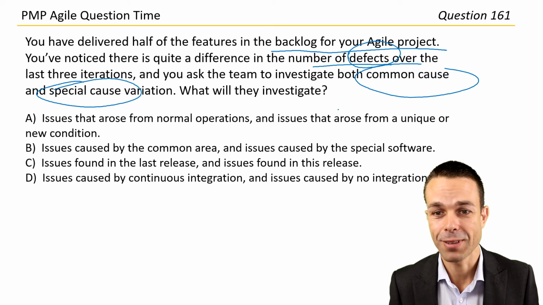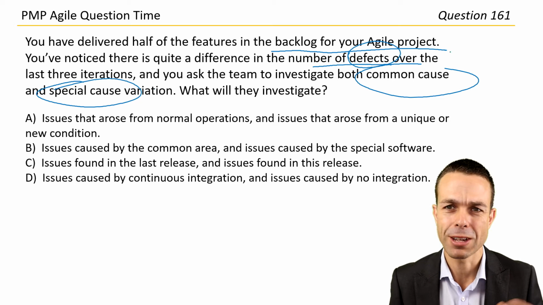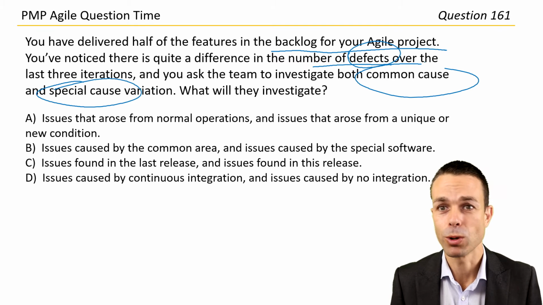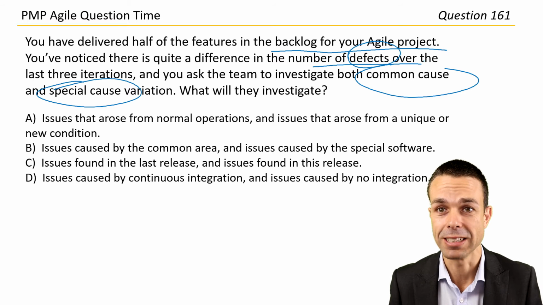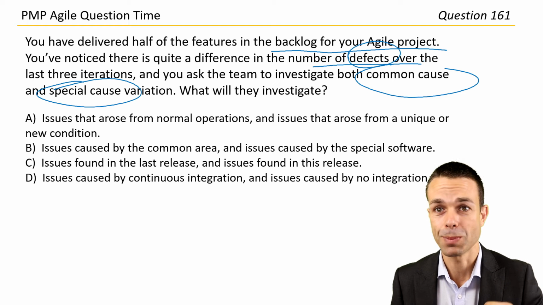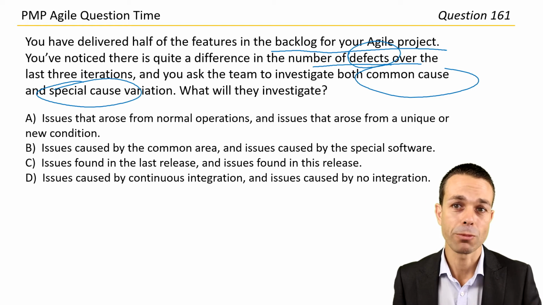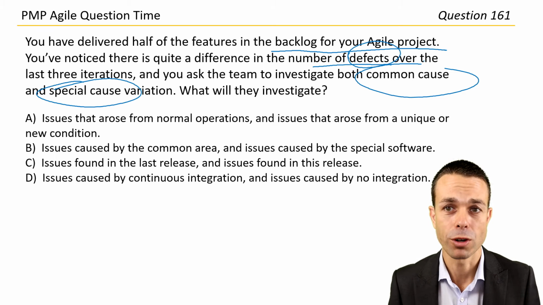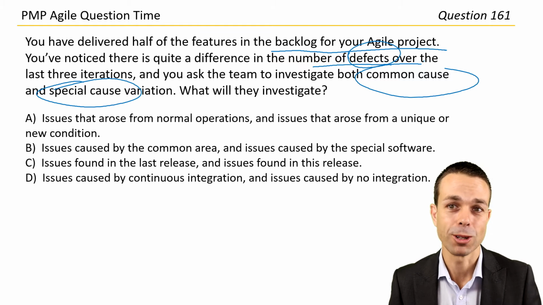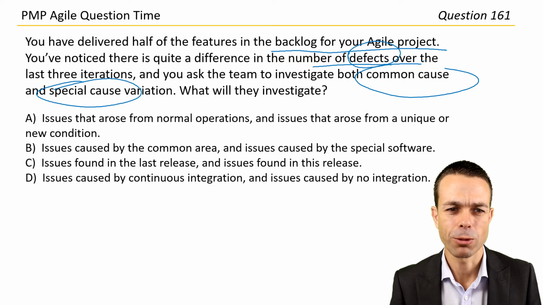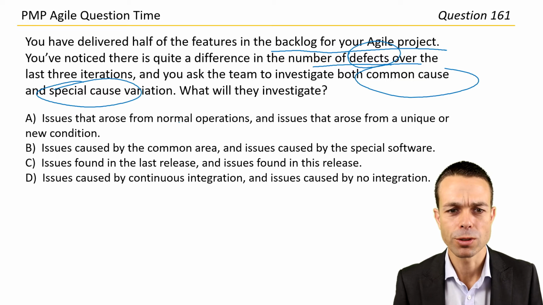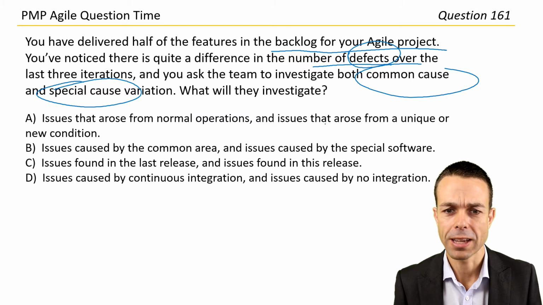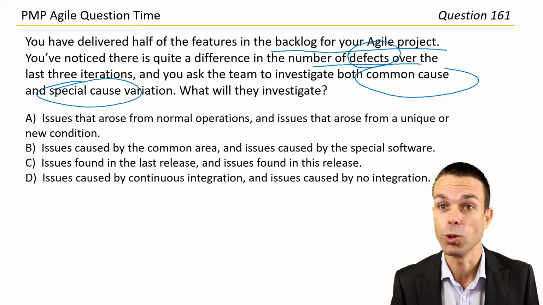What will they investigate? So we've got defects coming out, and we want to investigate the variation basically between common cause and special cause. So you might see this come up from an Agile terminology point of view. It's actually a lean terminology as well. But let's see what we've got here. Issues that arose from normal operations and issues that arose from a unique or new condition.